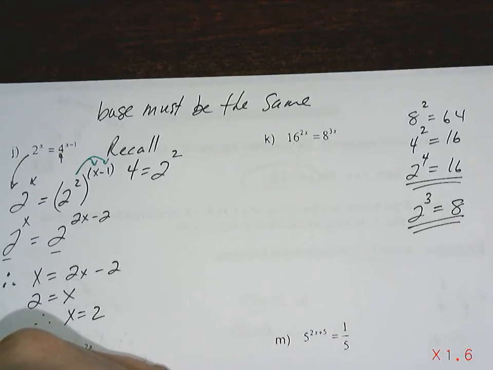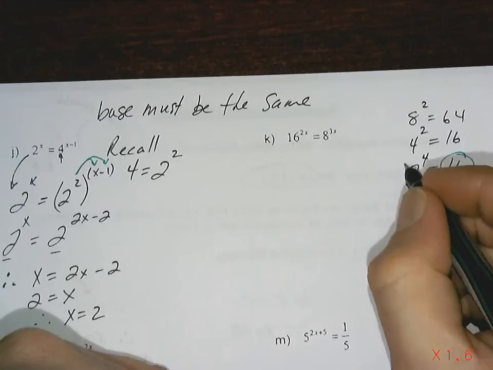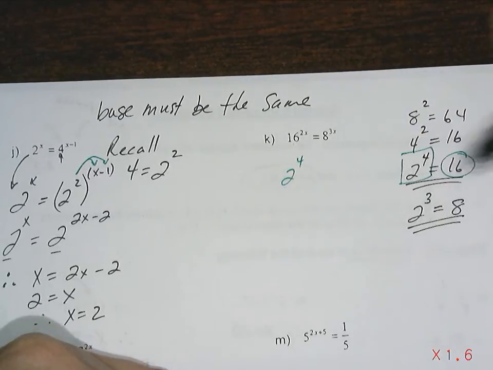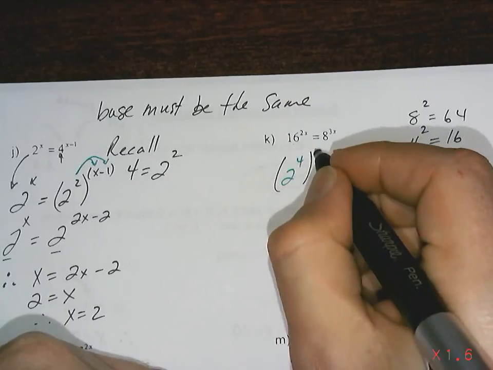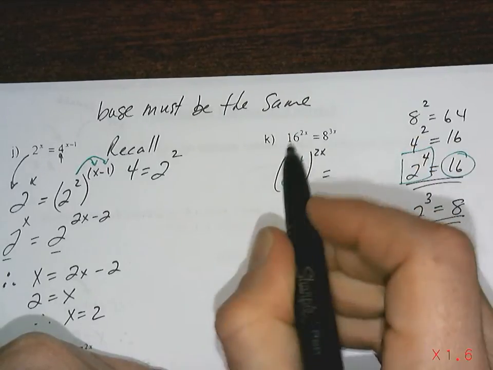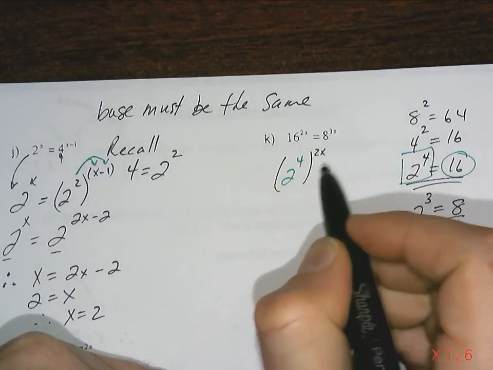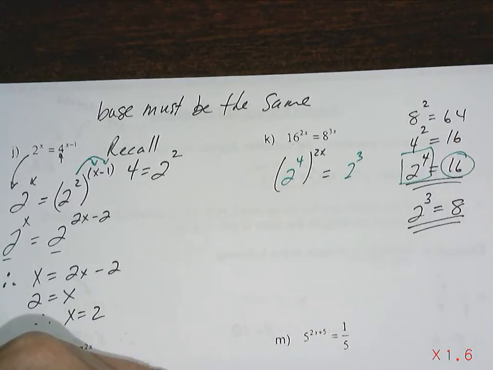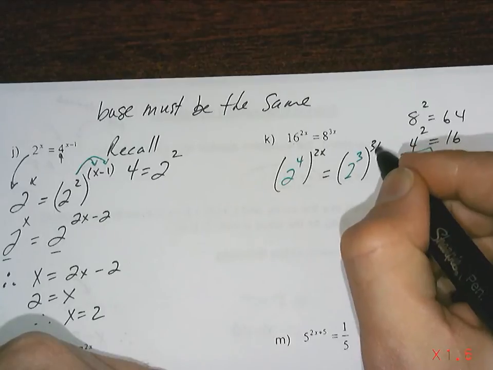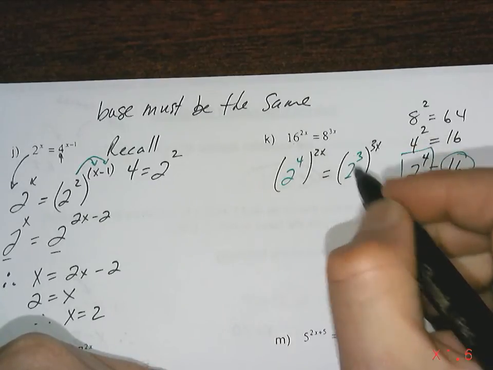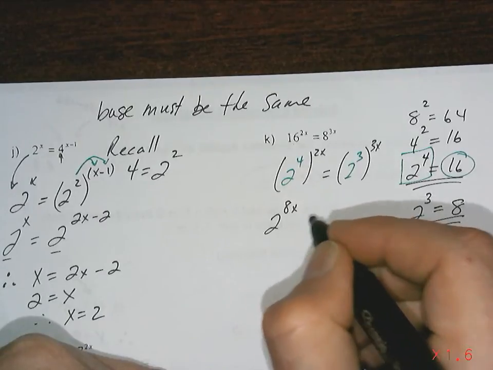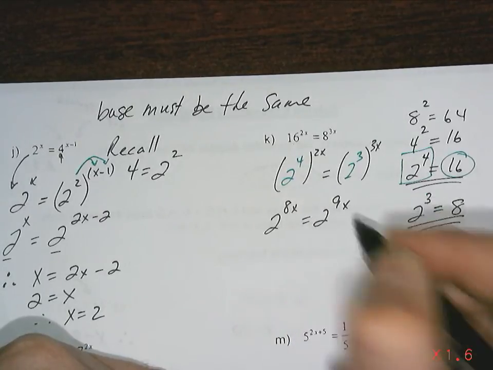So the 16 that I have is going to be changed to 2 to the 4, and it sticks with the 2x on the outside, because all I did was change the 16. The 8 becomes 2 to the 3 with another 3x, because all I did was replace the 8 with 2 to the 3. So now it's got to be 2 to the 8x equals 2 to the 9x.